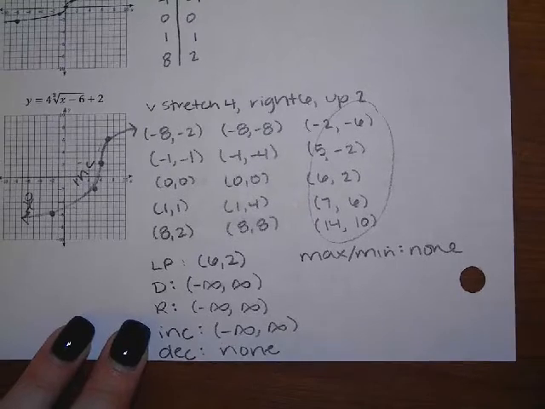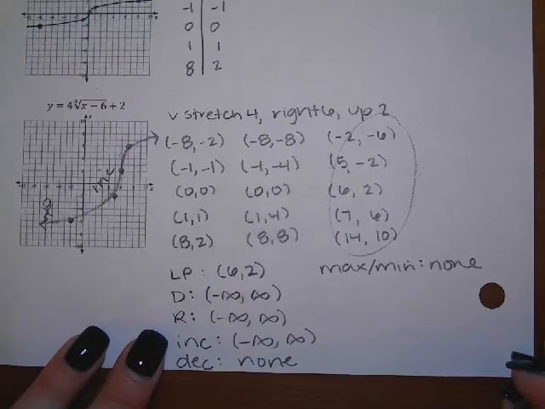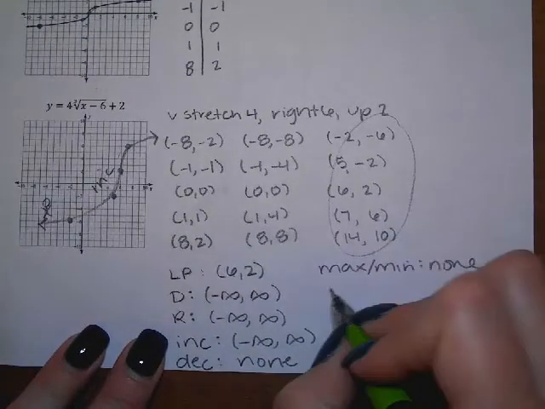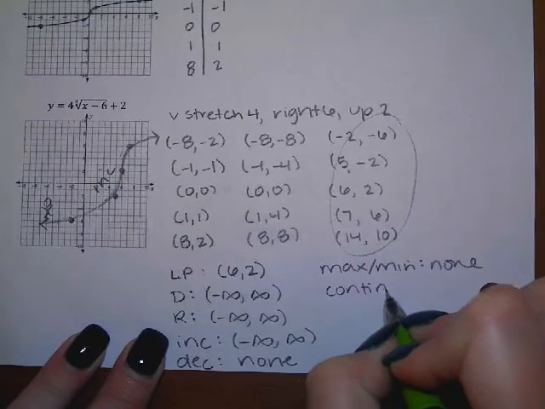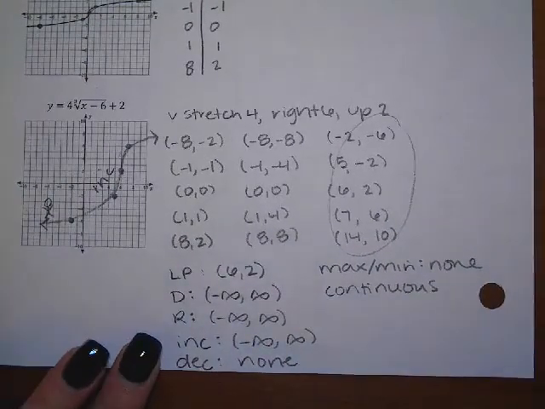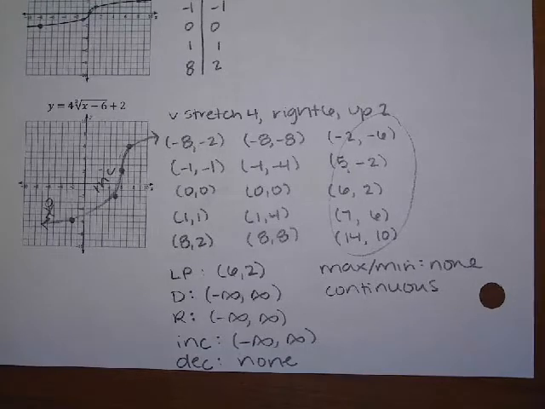Is the graph continuous? Can you trace it with your finger without picking your finger up? Yes. So it's continuous. So we haven't hit a graph yet that's not continuous. What is a real life example of where we would see this? Cube root.